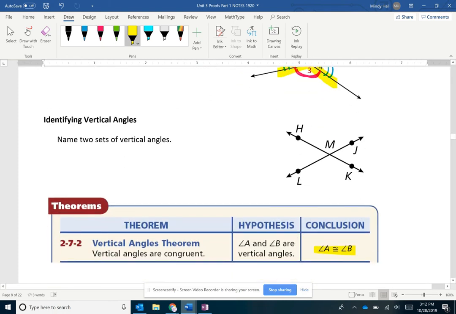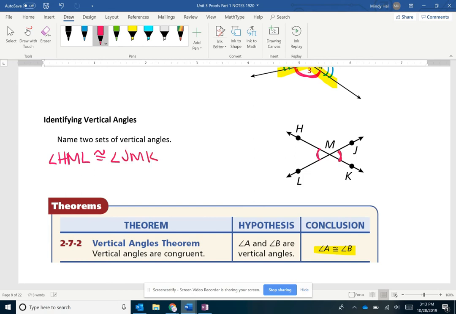So we want to name some sets of vertical angles. If we start with these ones, remember you want to put kind of like directions. If I'm going from H, I need to go from H to M to L to make that angle. And that's going to be congruent to angle JMK. And then my other one is going to be angle HMJ is congruent to angle LMK. Okay.